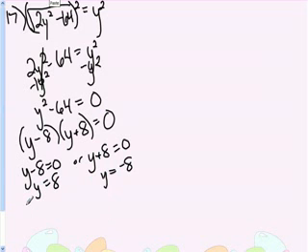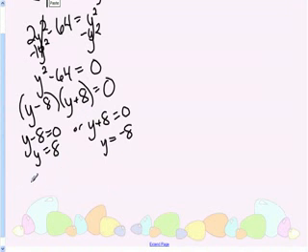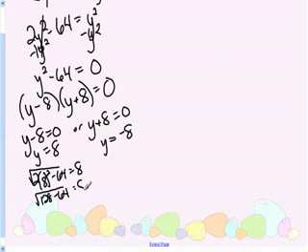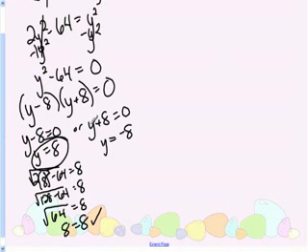Plug them way back into the beginning. So I'm going to have the square root of 2 times 8 squared minus 64 equals 8. 8 squared is 64 times 2 is 128. So 128 minus 64, which is 64, and that's 8. So that one does work. So 8's a possible answer.